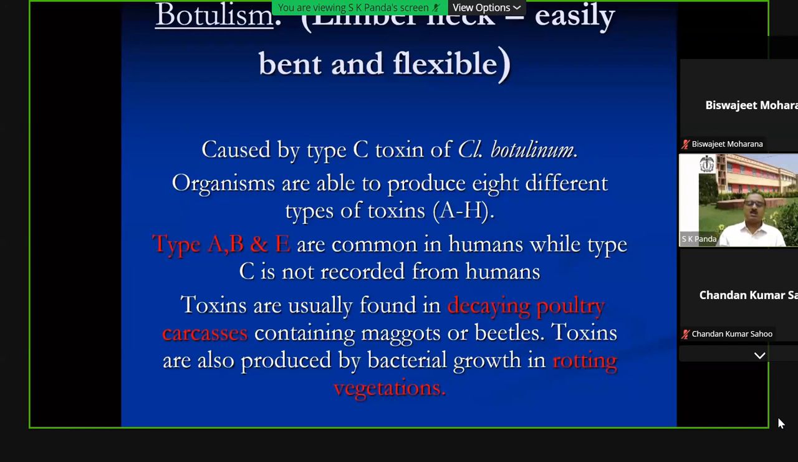Toxins are usually found in decaying poultry carcasses containing maggots or beetles. Toxins are also produced by bacterial growth in rotting vegetation. It is not that you will find this bacteria only in a decaying carcass, but also in rotting vegetation, decayed vegetation, greens. Agricultural products which are rotten, which are not decomposed properly, there also you will find the bacteria.